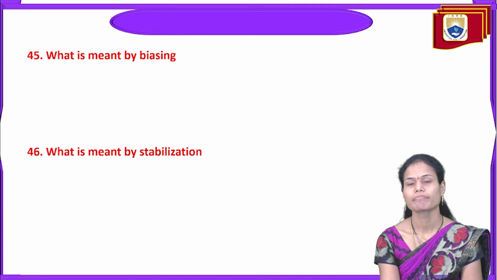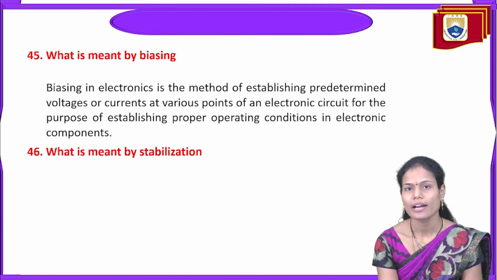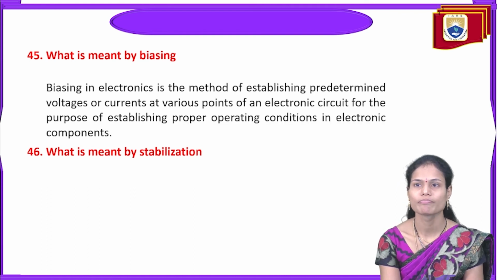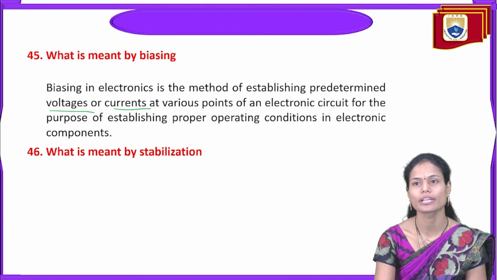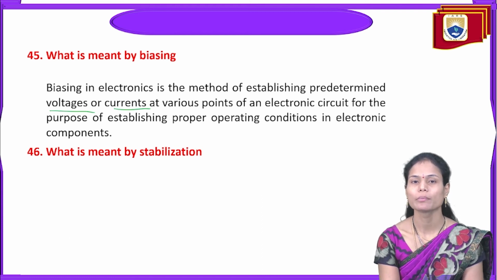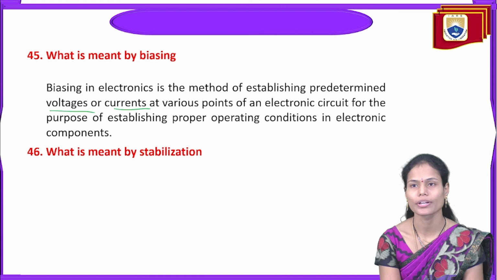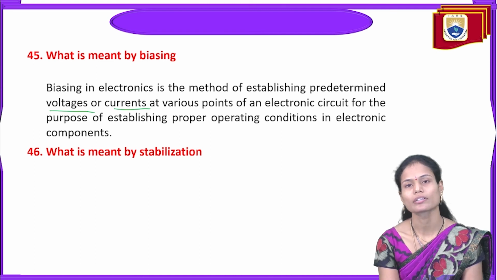What is meant by biasing here? Biasing in electronics is a method of establishing predetermined voltages and currents at various points of an electronic circuit for the purpose of establishing proper operating conditions in electronic components.